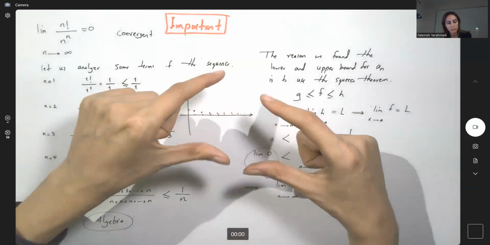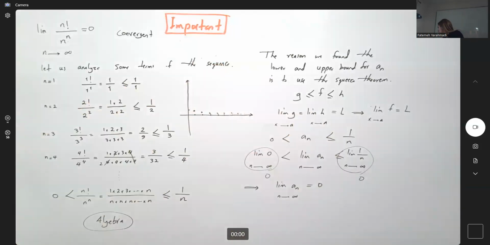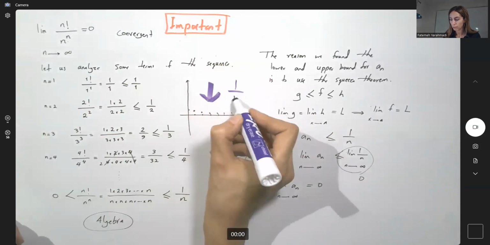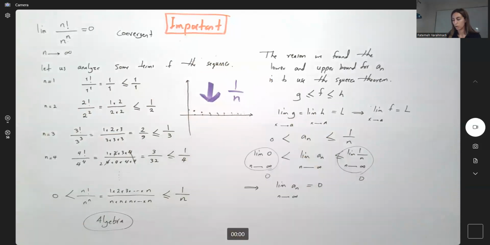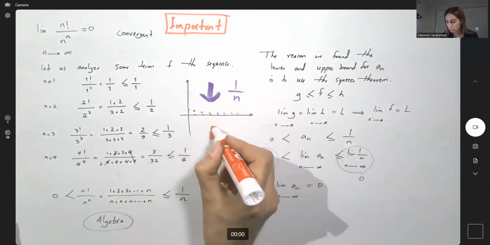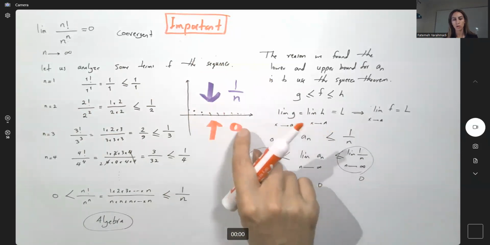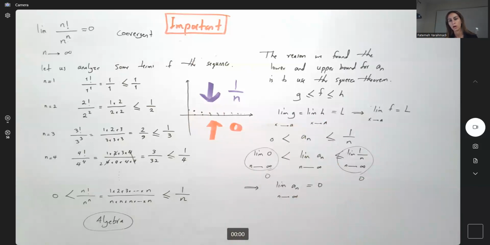So you're squeezing this function from top and bottom by two other functions. From the top by 1 over n, and from below by 0. So as you can visualize, it approaches 0. There is no other option. And we did the calculus and showed the algebra behind it, the calculation and the whole.